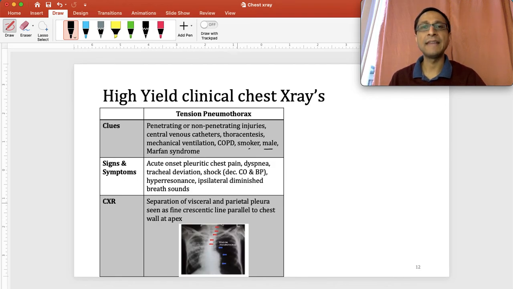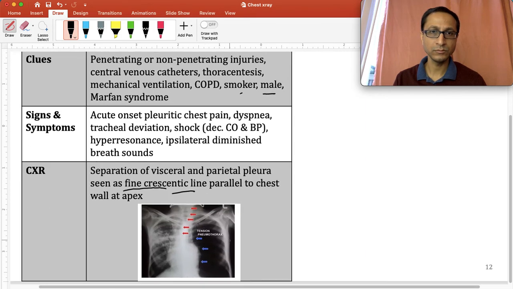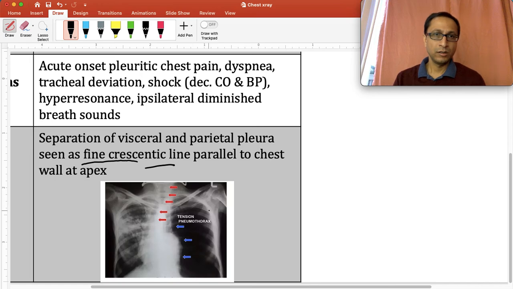Separation of the visceral and parietal pleura is seen as a fine crescentic line parallel to the chest wall, right? This is super important. So if you see right here, let me enlarge the image. We have the red arrow showing tracheal deviation to the opposite side, and we have the tension pneumothorax. You can see this fine line, which is parallel to the chest wall. This area is completely dark, meaning the lung is compressed and pushed towards the opposite side. Classic for tension pneumothorax.